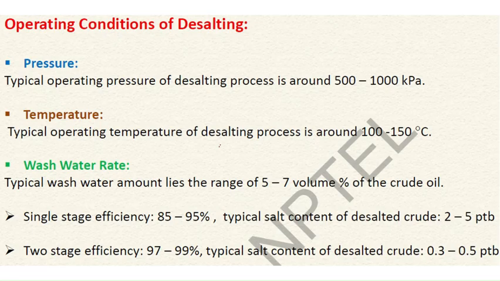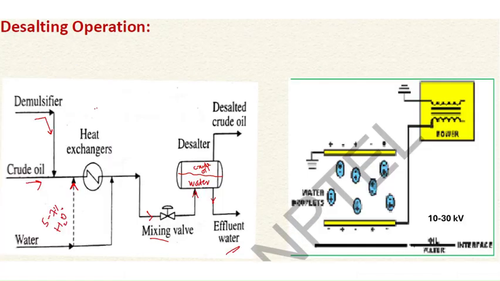Coming on to the operating conditions of the desalter, the typical pressure required in a desalting process is 5 to 1000 kilopascal. Then the typical operating temperature of the desalting process is 100 to 150 degrees C, and wash water is 5 to 7% volume percent of the crude oil, as I told you earlier also, 5 to 7% here.